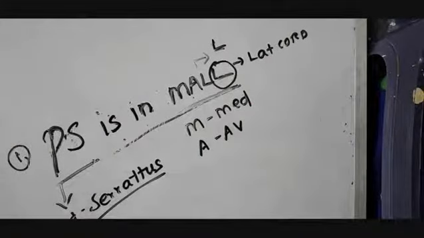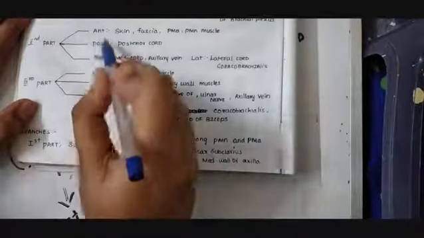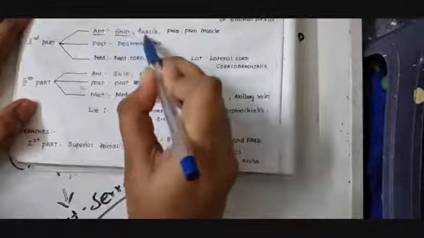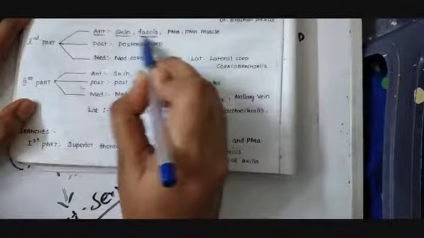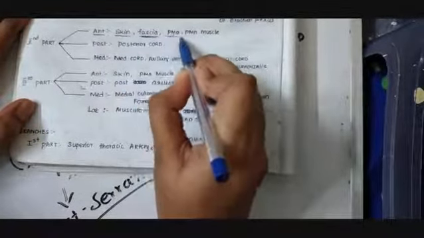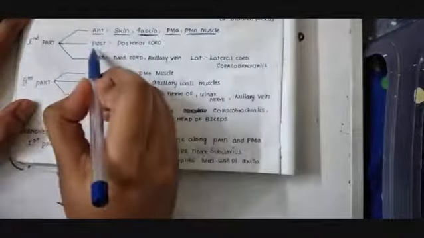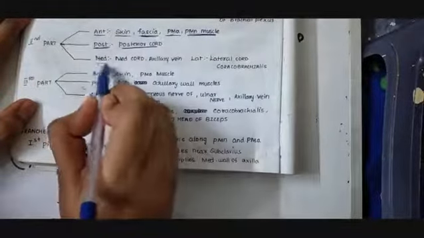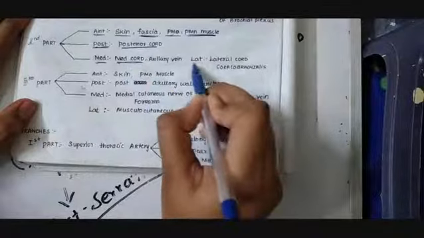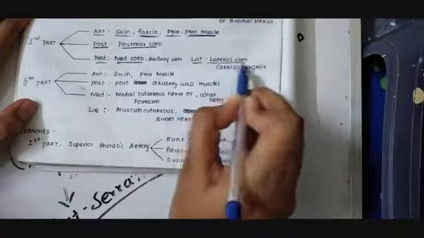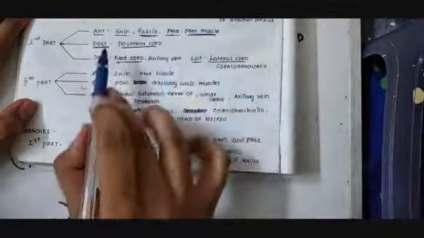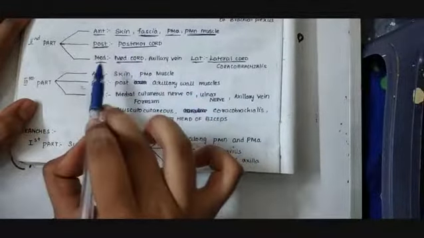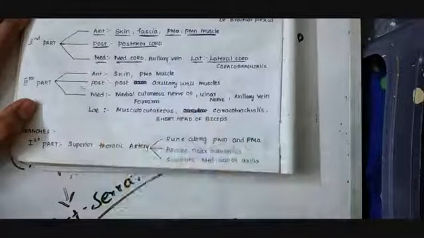Now let us study the relations of the second part of the axillary artery in detail. I already said anteriorly we have skin, both superficial fascia and the deep fascia, and also we have pectoralis major muscle as well as pectoralis minor muscle. Posteriorly there will be the posterior cord of brachial plexus. Medially we have medial cord of brachial plexus. Laterally we have lateral cord of brachial plexus. I hope there is no confusion in that. Posteriorly we have posterior cord, medially we have medial cord, laterally we have lateral cord.